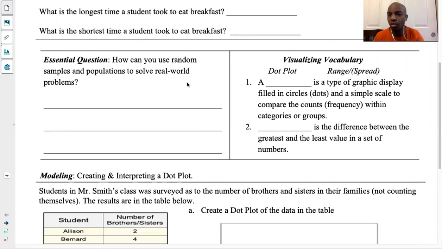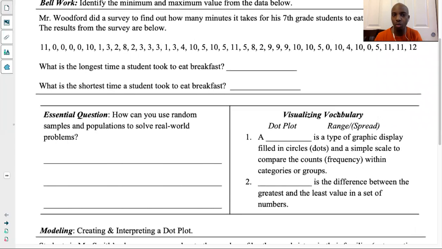These are some visualizing vocabulary we can look at, right? A dot plot is a type of graphic display using filled-in circles, dots, and a simple scale to compare the counts, frequencies within categories or groups. We're going to be talking about range a little bit, which is similar to what we did in the bell work. A range is the difference between the greatest and the least value in a set of numbers.